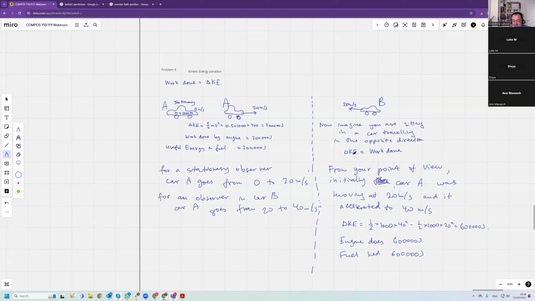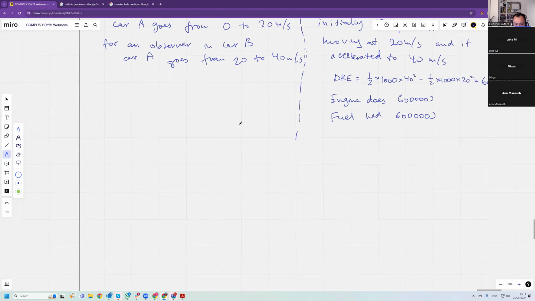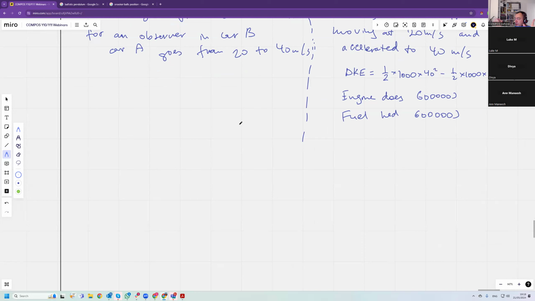So observing it from a different angle suddenly changes the whole thing. Now we say that kinetic energy is frame dependent. So the kinetic energy depends on the frame of reference. Yes, it does, but why? Let's try to explain that. So what's actually going on? One of the explanations is as follows.